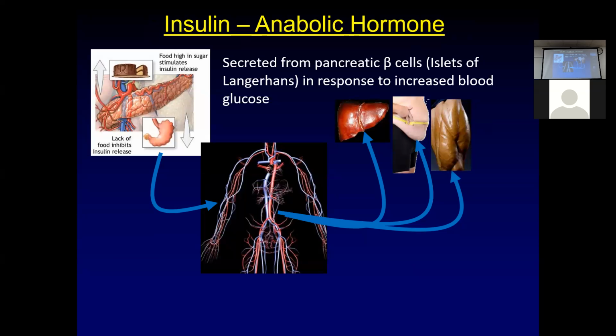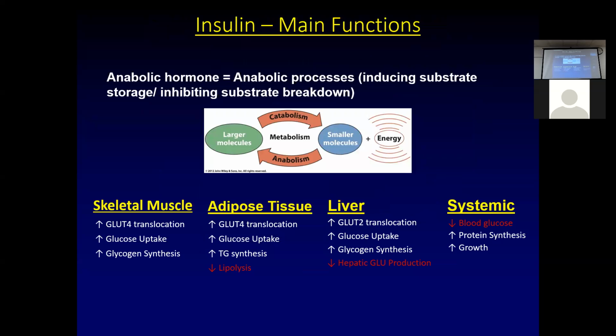Insulin's an anabolic hormone, right? In addition to driving glucose in, it also leads to increases in metabolic rate and increases in protein synthesis. So the main thing that we need to care about is what it is doing in skeletal muscle, what it is doing in adipose tissue, and what it is doing in the liver.